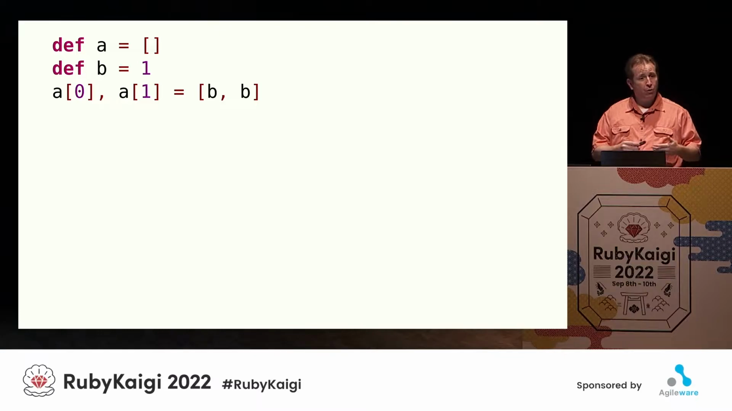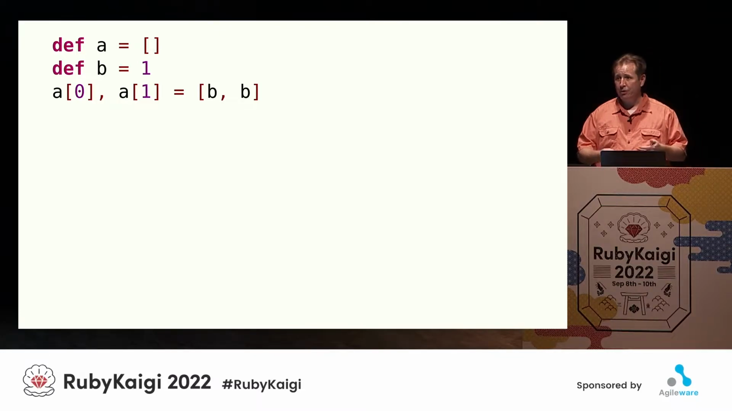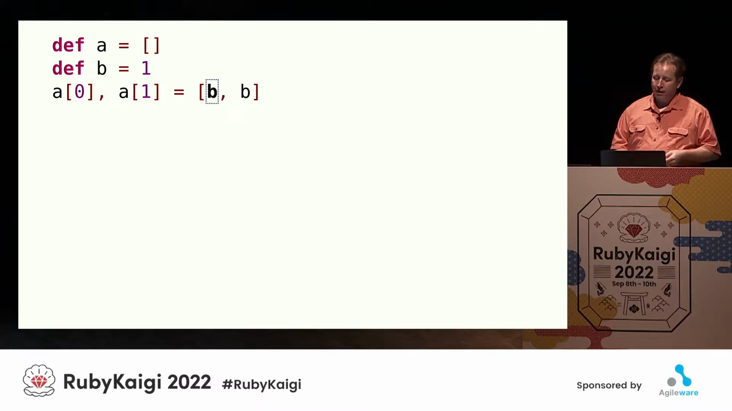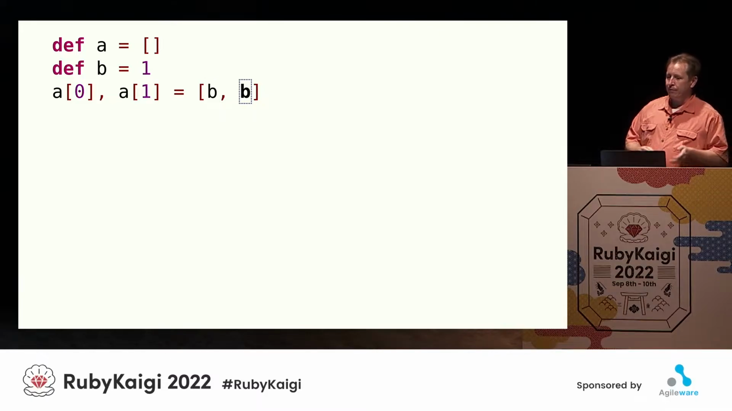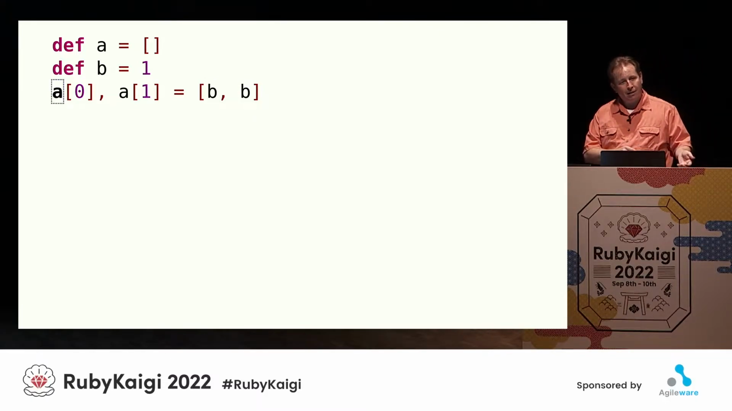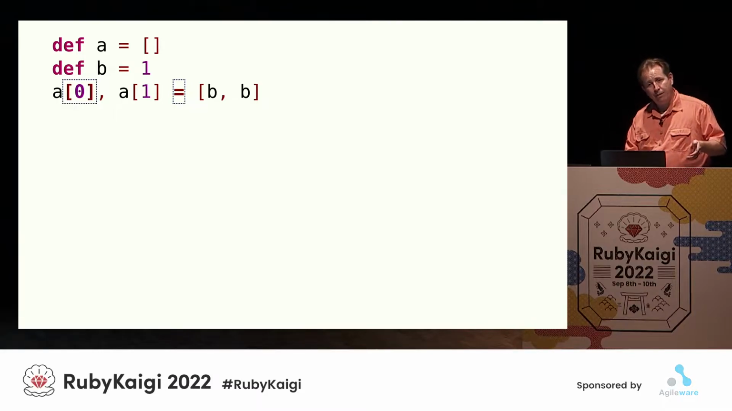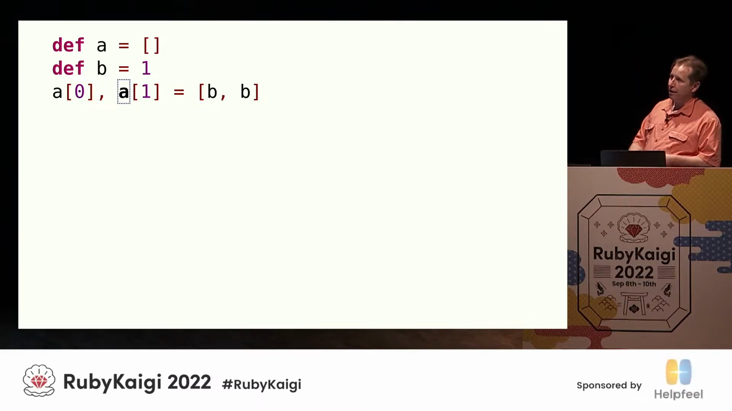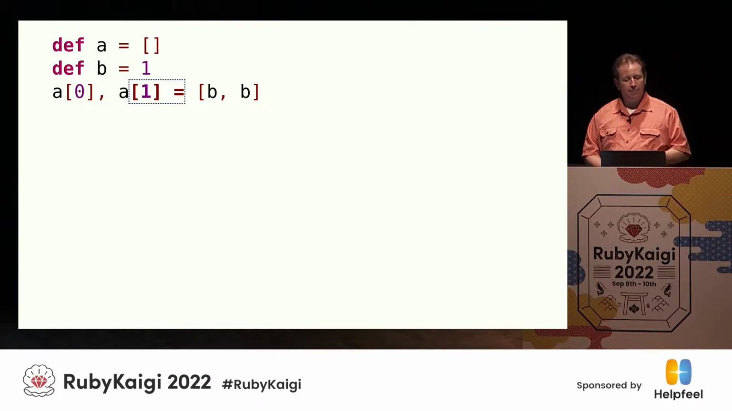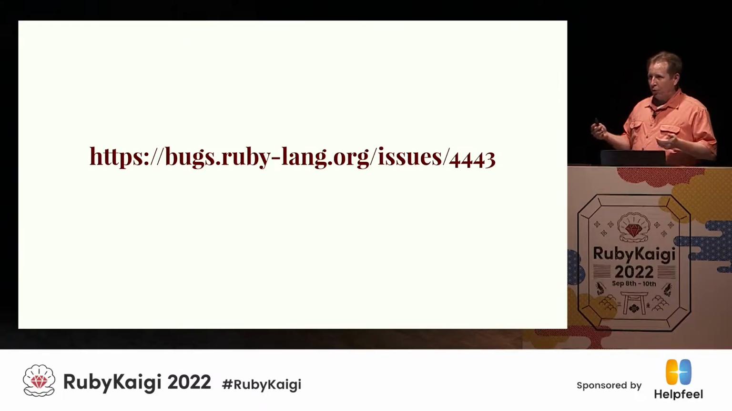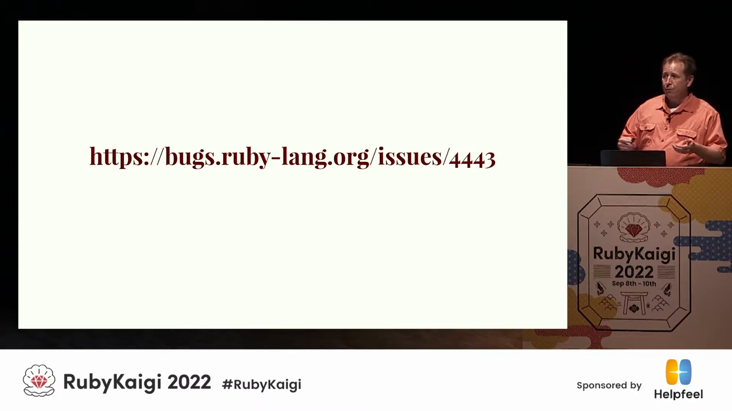Ruby before 3.1 violated the left to right evaluation principle. First it evaluated the left call to B, and then the right call to B, and then the left call to A, and then the left element assignment, and then the right call to A, and then the right element assignment. So this evaluation order issue for multiple assignment was known for a long time.